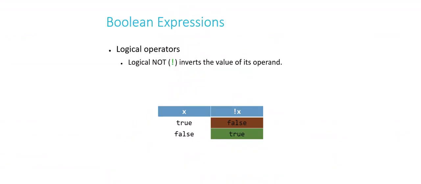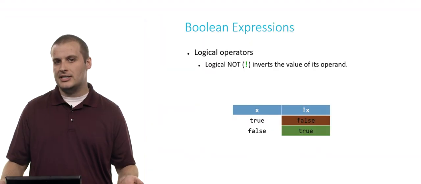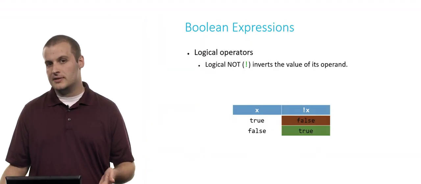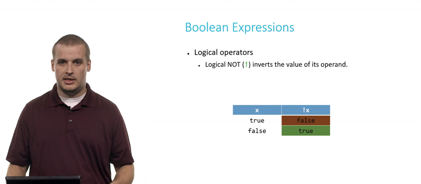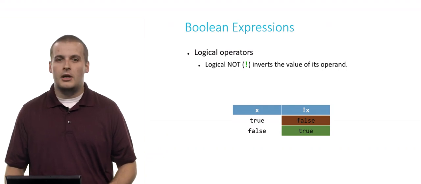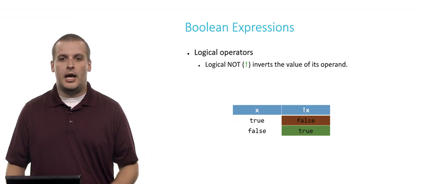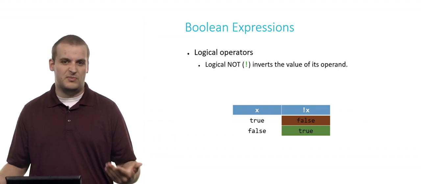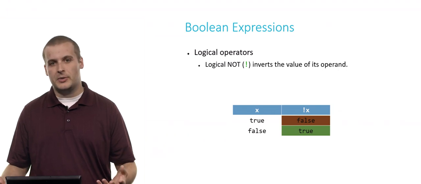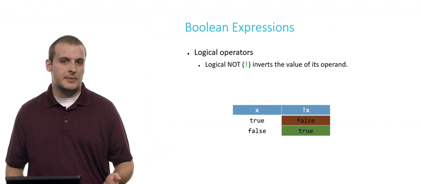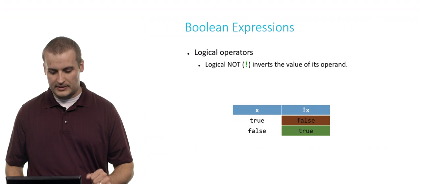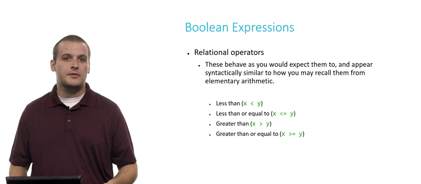The final logical operator is not, and not's pretty straightforward. It inverts the value of its operand. If x is true, then not x is false. If x is false, then not x is true. Sometimes you'll hear this symbol pronounced as bang or exclamation or not. They're pretty much all the same thing, but in case you've heard that spoken and you're not sure what that means, it's just the exclamation point, but sometimes it's called a couple of different things. All right, so that takes care of logical operators.